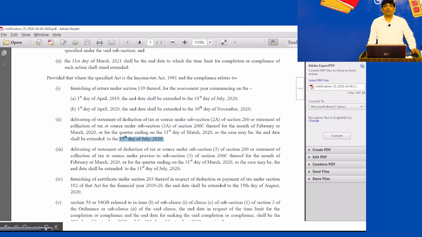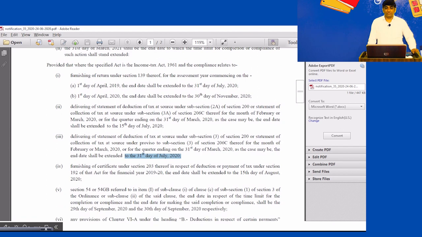This is for the government deductor filing form 24G, whose due date for the month of February or March has been extended to 15th of July. And for the other kind of deductor, it is mentioned here, for other deductors it shall be extended for the month of March, for the quarter ending March, the date has been extended to 31st day of July 2020.